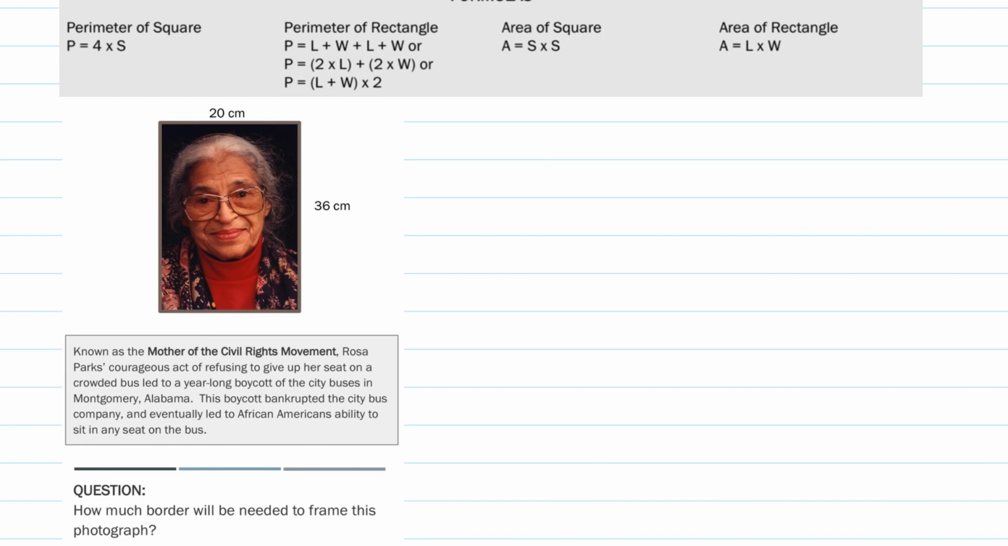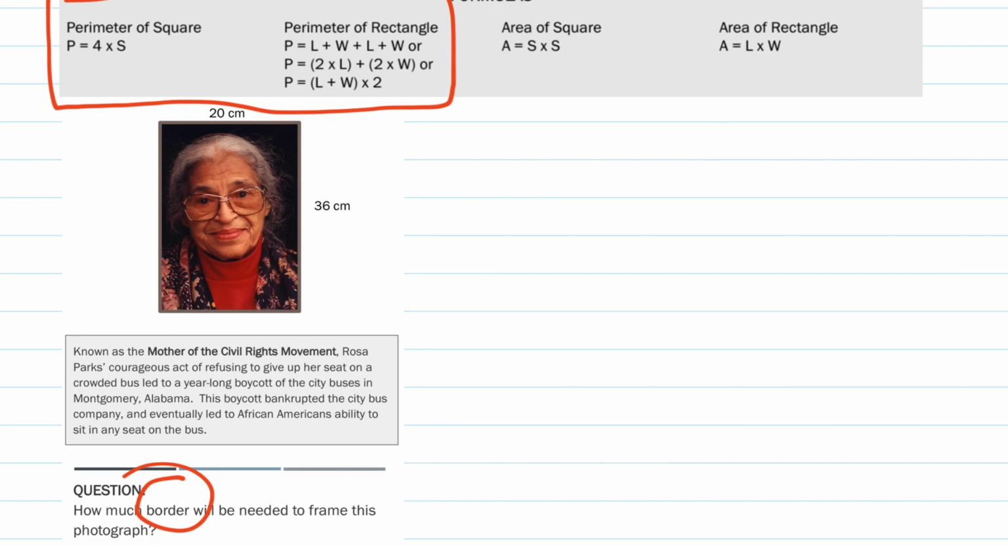So we're looking at this gorgeous picture and we want to know how much border will be needed for this frame, okay? How much border will be needed to frame this photograph? So when we're looking at border, I know you remember we've been talking about the outside. So when we're thinking about the outside, we are finding the perimeter, okay? So we're focused on these kinds of equations.